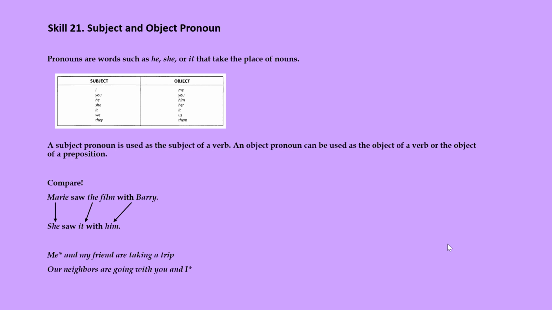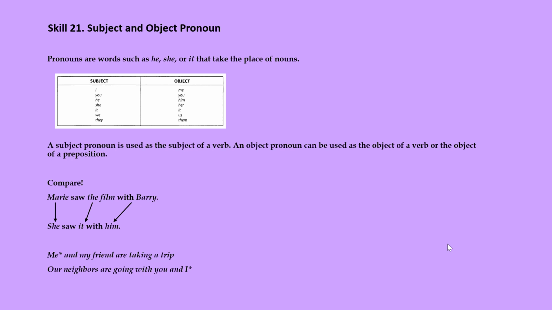I for subject pronoun, and then for the object pronoun, it becomes me. You for subject pronoun, for object pronoun, it is still you. And he for subject pronoun, in the object pronoun, it must be him. She for subject pronoun, in the object pronoun, it must be her. It is the same, either in subject or in object position. And we for subject pronoun and us for object pronoun. They for subject pronoun, it becomes them in object pronoun.